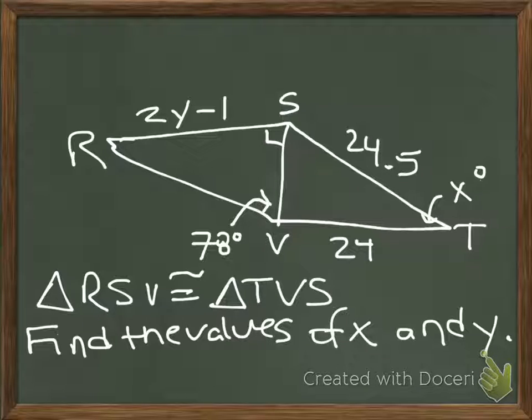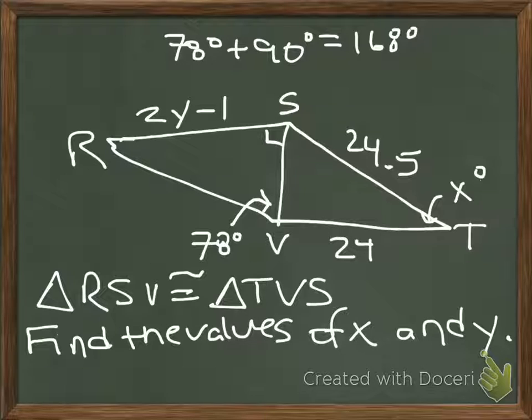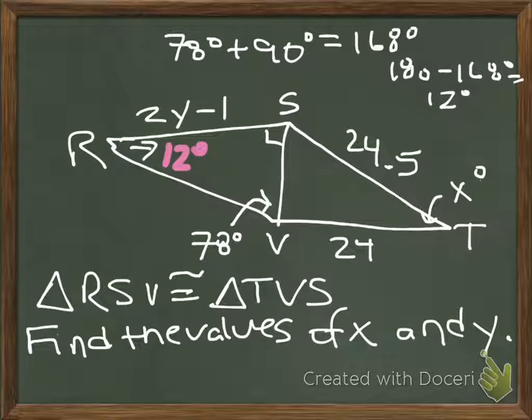So if we look at triangle RSV, they give us 2 out of the 3 angles. They have 78 and then a right angle, which is 90. So if we add those up, we get 168. And if we subtract that from 180, I get 12. And that's going to be my 3rd angle on triangle RSV. And since that's in the same position as angle T on the other triangle, that's going to give us the value of x. So x would be 12, or 12 degrees.